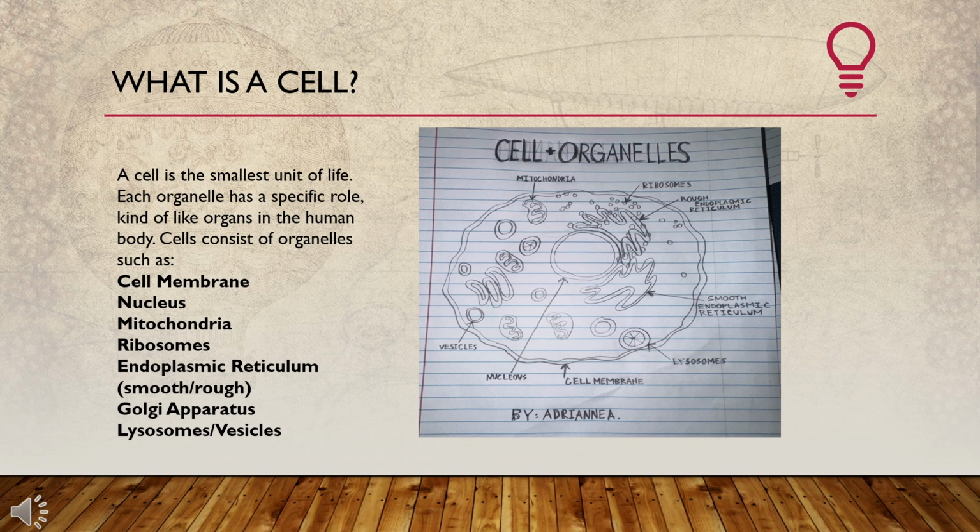Okay, so what is a cell? A cell is the smallest unit of life. Even though cells are very small, they're responsible for everything the human body does. Human cells contain different structures called organelles, and each organelle has a specific job. Those organelles are similar to organs in the human body because they all work together to keep the cell alive and functioning properly. Next, I'll talk about the cell membrane.